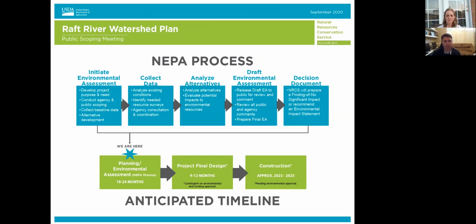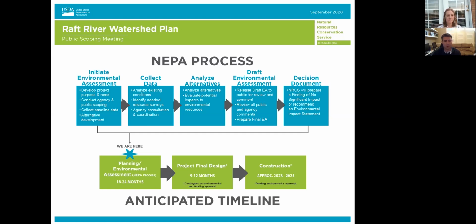That process, as you can see here at the bottom, is an 18 to 24 month process, and includes several key steps. As you can see, we're in the initial phases on the far left there. We've initiated the environmental assessment. We've started to develop the project purpose and need. We're currently conducting public scoping, and then we will move into the next steps of this phase, which is collecting baseline data and developing alternatives to accomplish those goals as Hattie outlined.